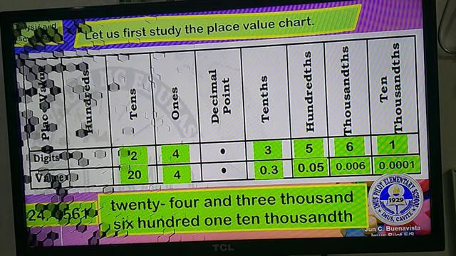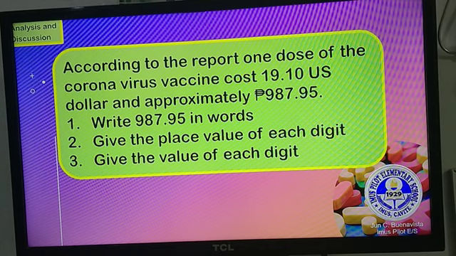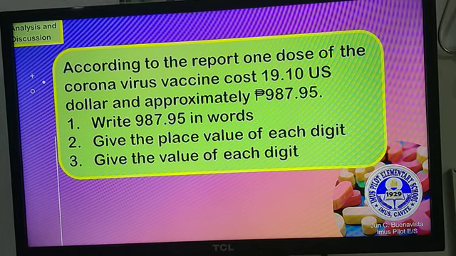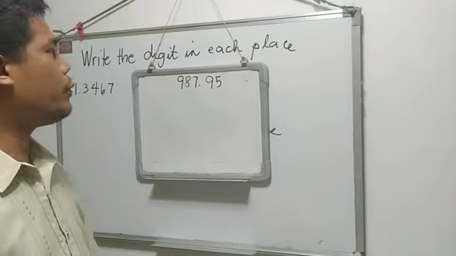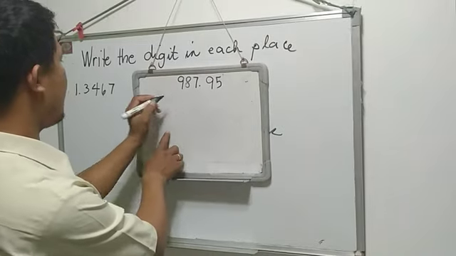Now, going back to our problem. Ayan. According to the report, 1 dose of the coronavirus vaccine costs 19 and 10 hundredths US dollars, and approximately 987 and 95 centavos. So write this number in words, give the place value of each digit, and then give the value of each digit. Okay, so we are going to write this number in words.